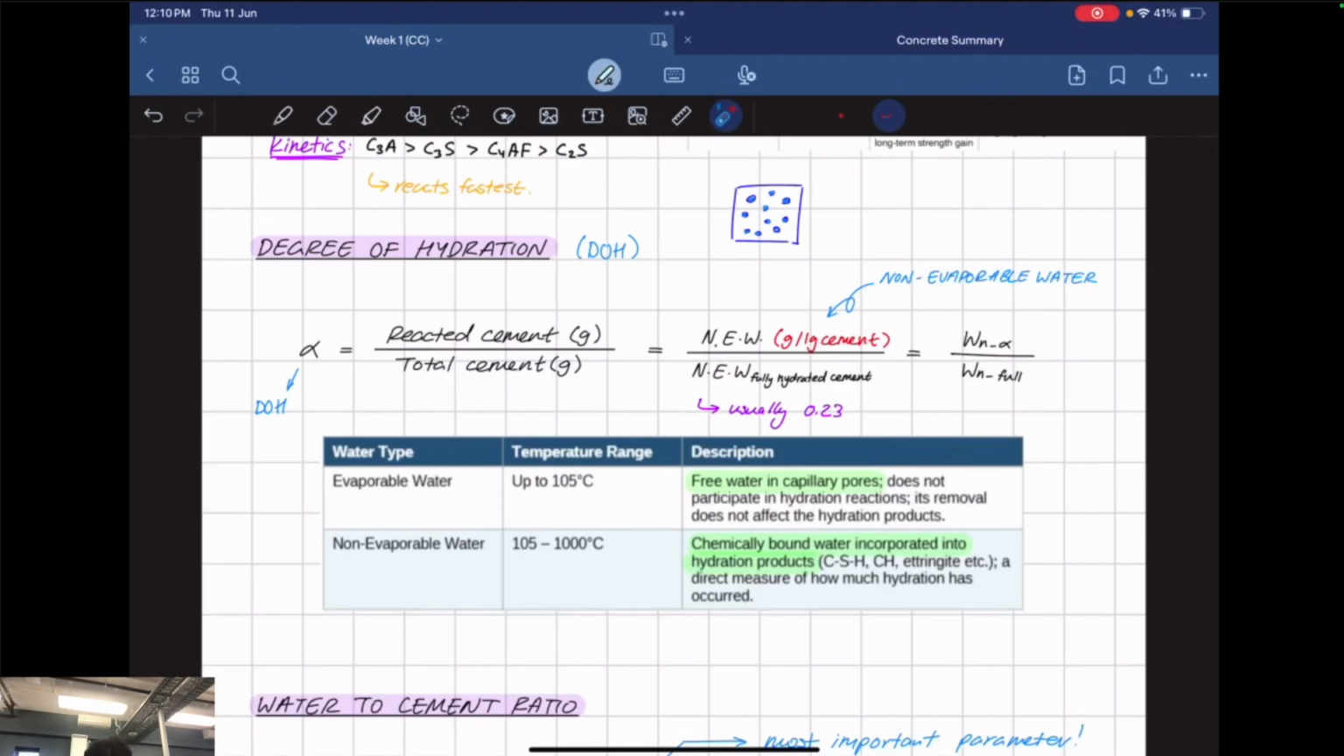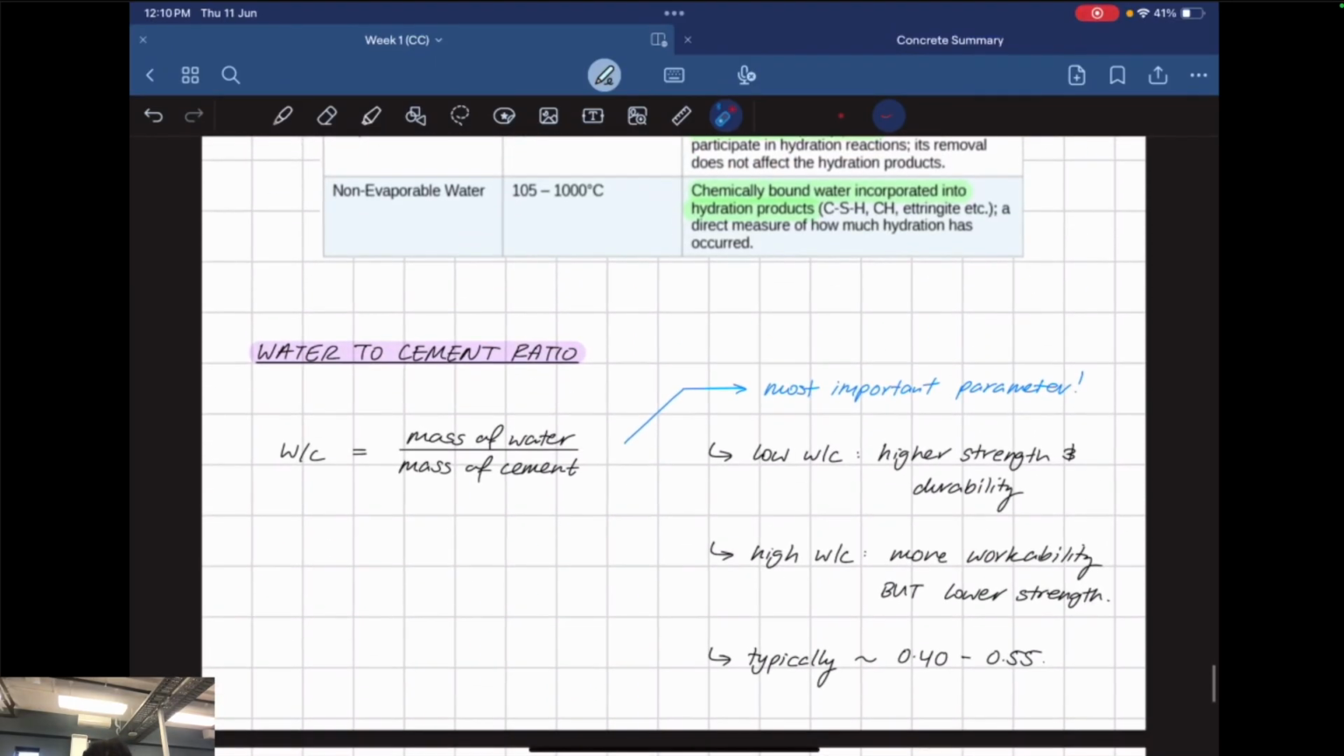Another important property I'm going to quickly talk about is the water to cement ratio. It's one of the most important parameters when we're talking about the properties of concrete. It's just the mass of water over the mass of cement. If you have a low water to cement ratio, you have higher strength and durability. It's a bit stiffer and stronger. But you don't want it too low, because it will start to crumble and crack more easily. There's a sweet spot.